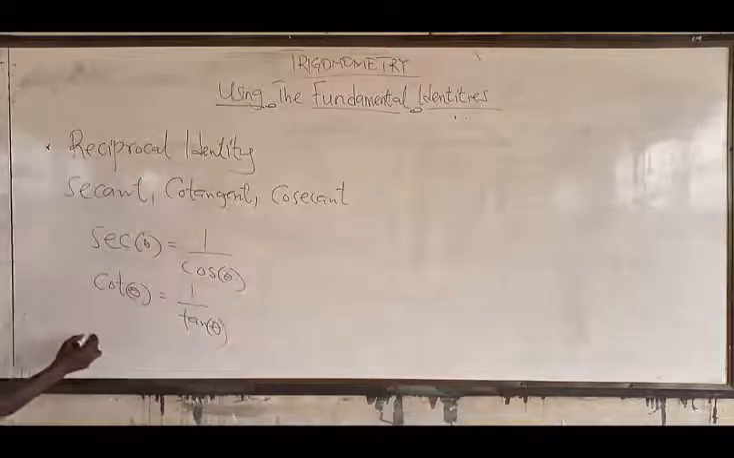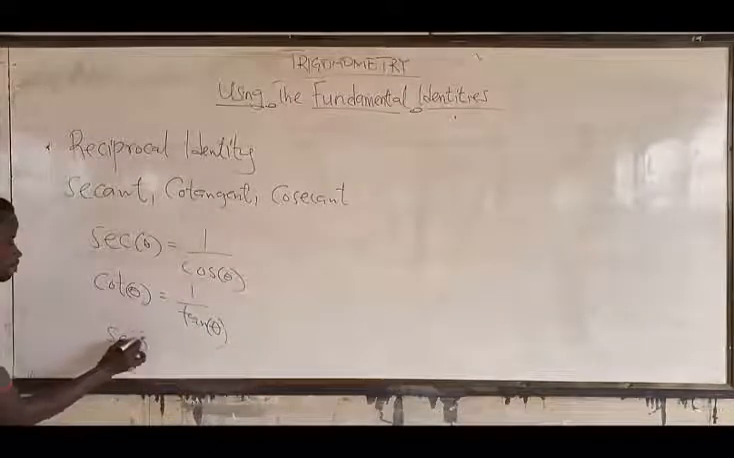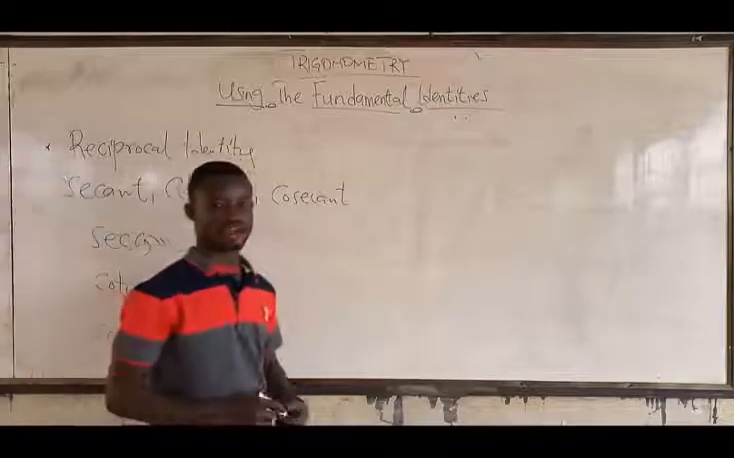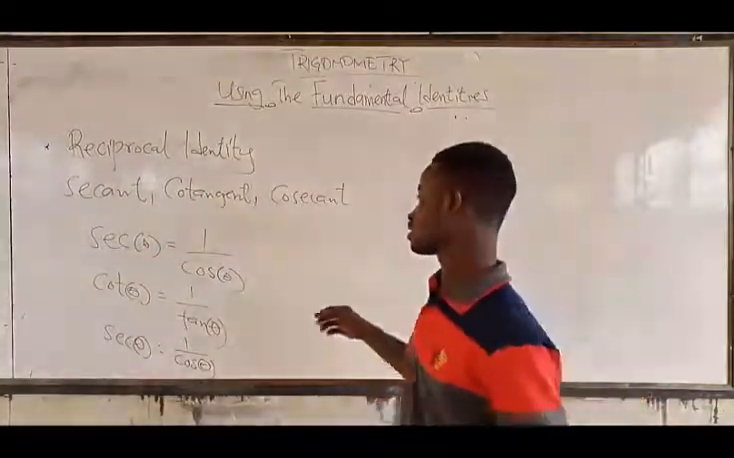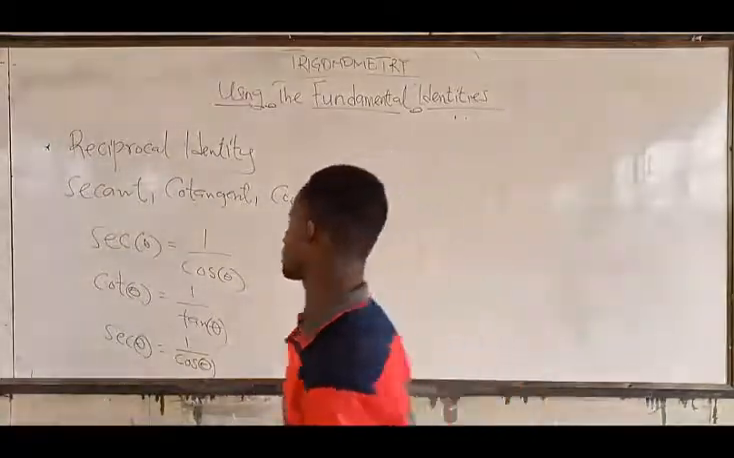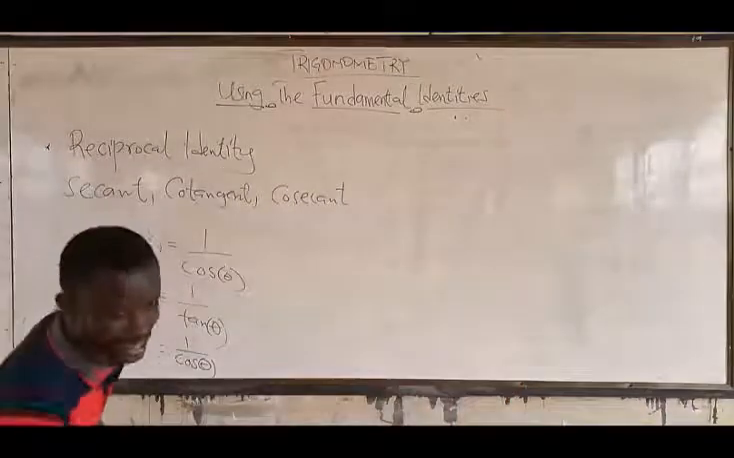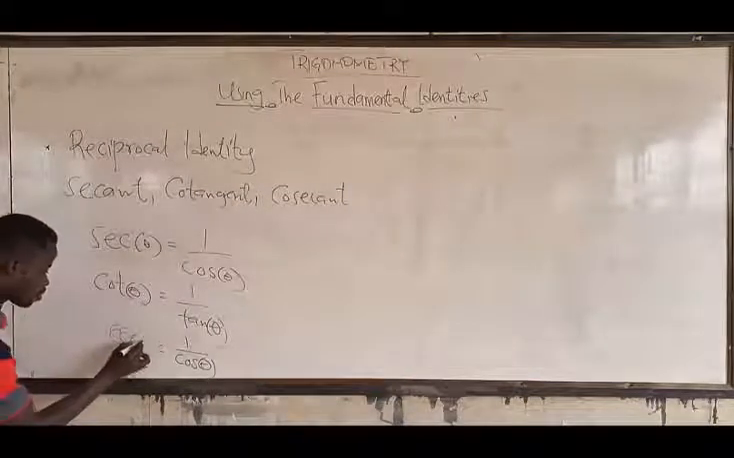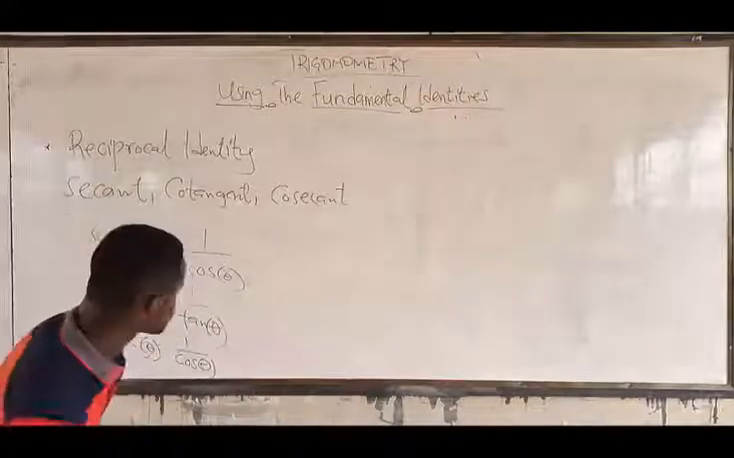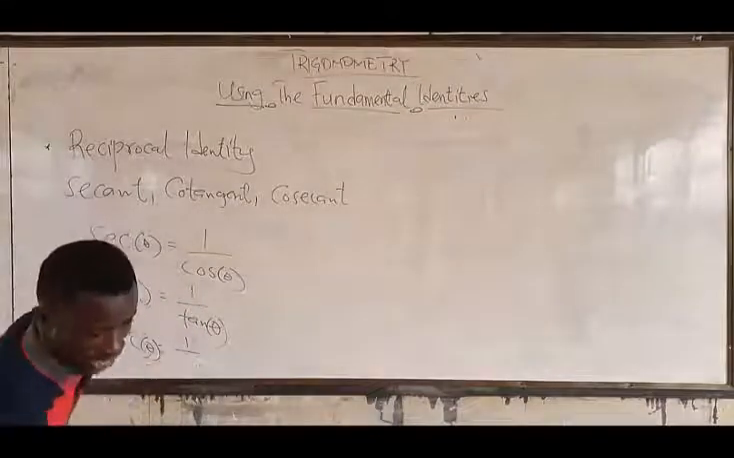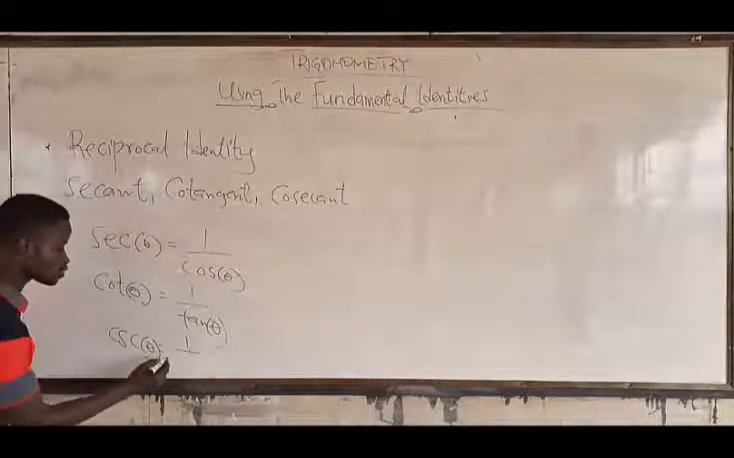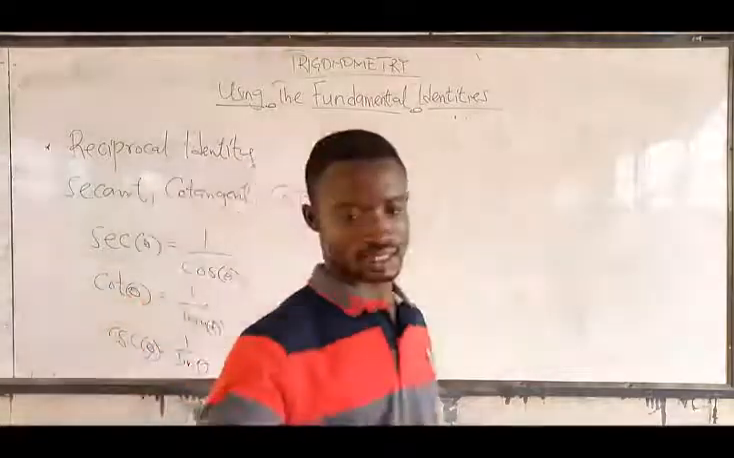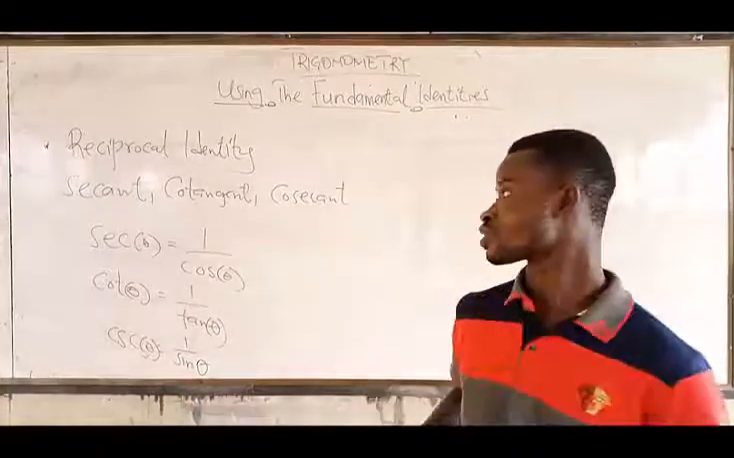In the last one, you get cosecant, and that will be 1 over sine theta. Very good. So that is for your reciprocal identities.